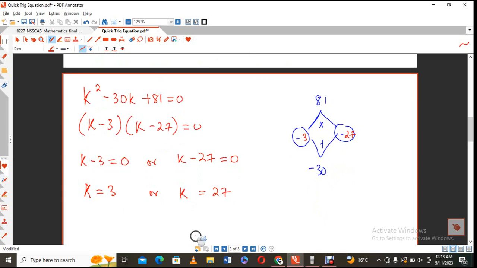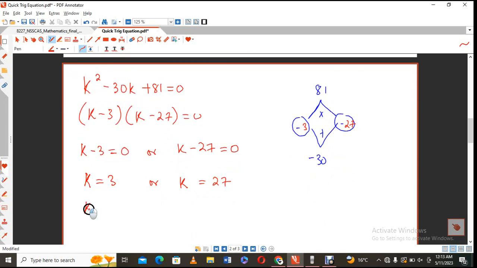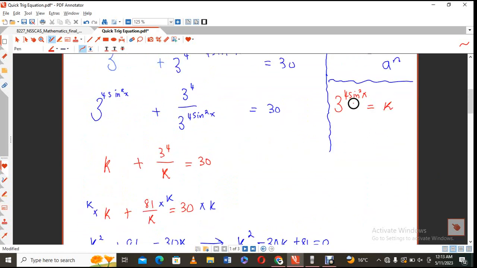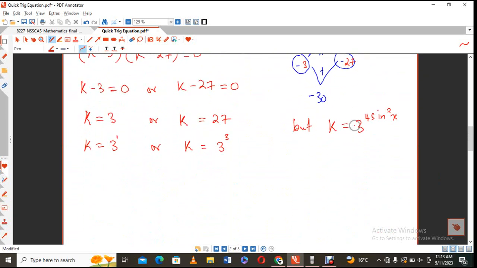However, before that, I can see something here that is quite useful. This 27, I'll write it as 3 raised to the power of 3. But remember, I said let k equal 3 raised to the power of 4 sine square x from our working before. So I'm going to replace my k now by that very 3 raised to the power of 4 sine square x, and it's going to equal 3 raised to the power 1, or 3 raised to the power 4 sine square x is equal to 3 cubed.